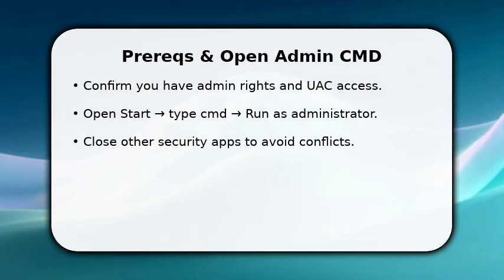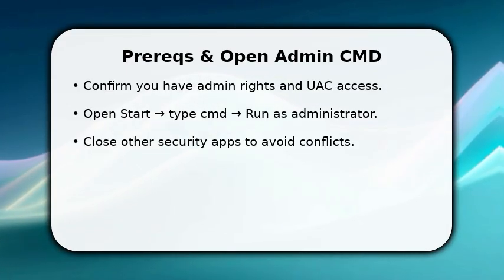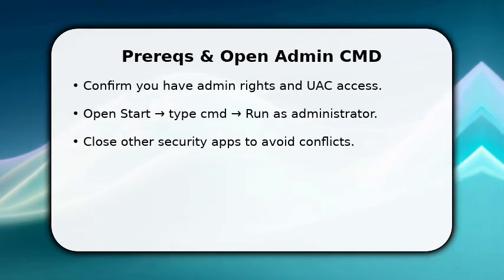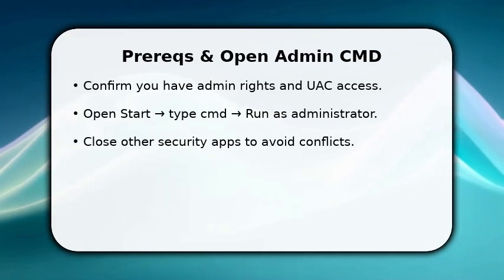You need admin privileges first, so run an elevated command prompt right away. Once open, you're in control of services and PowerShell commands from CMD. Make sure Windows Update has no pending reboots; those can block service changes.